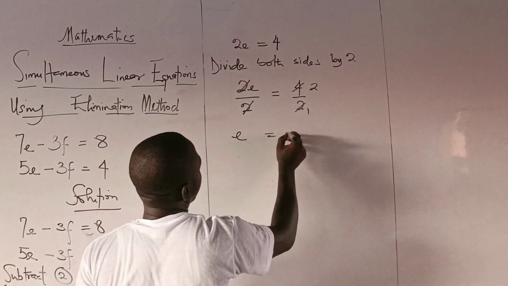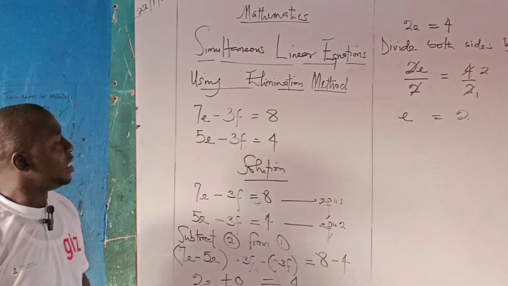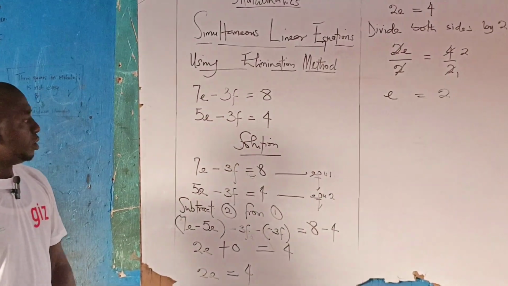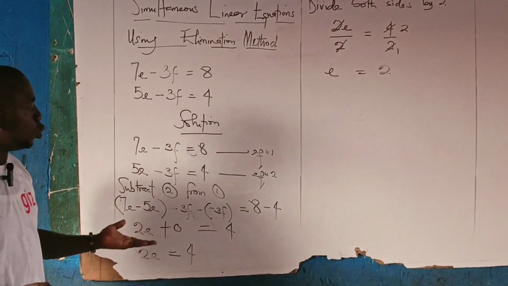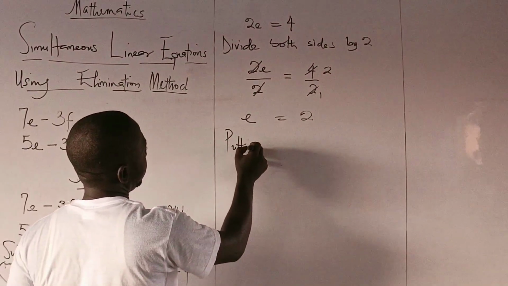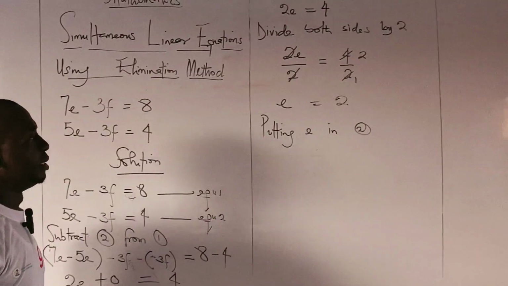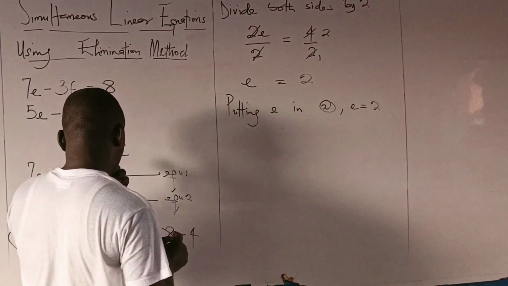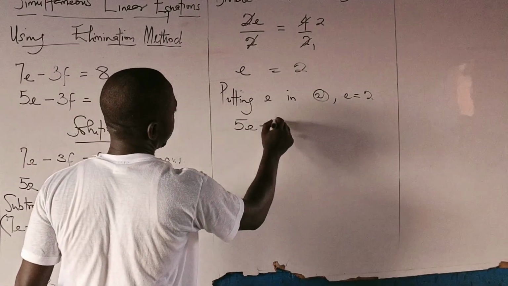Now, having known the value for e, you can use any of the above equations to find your what? Your f. So which equation will you prefer? Let's use equation 2. Yes. So putting e in equation 2. Meanwhile, our e is equal to 2.